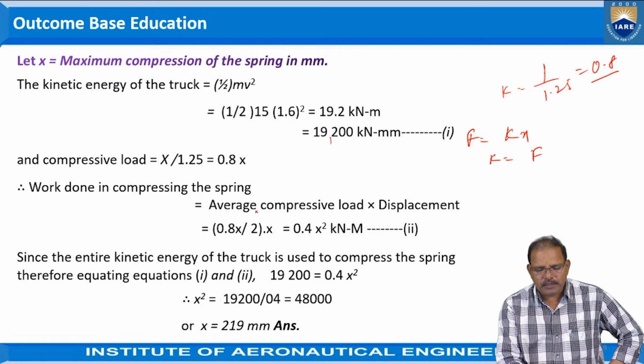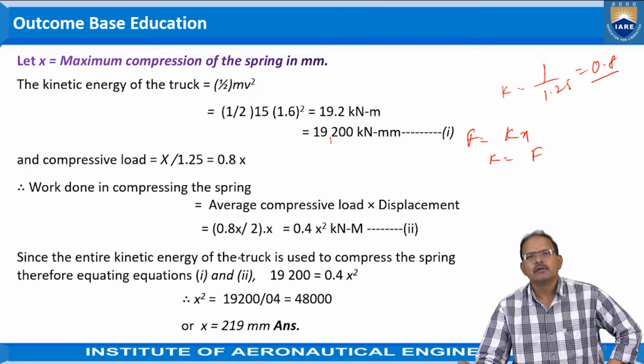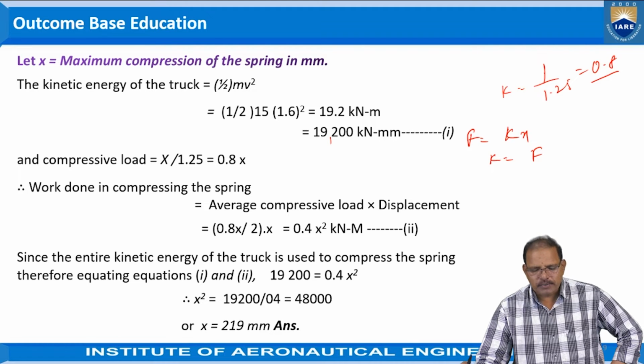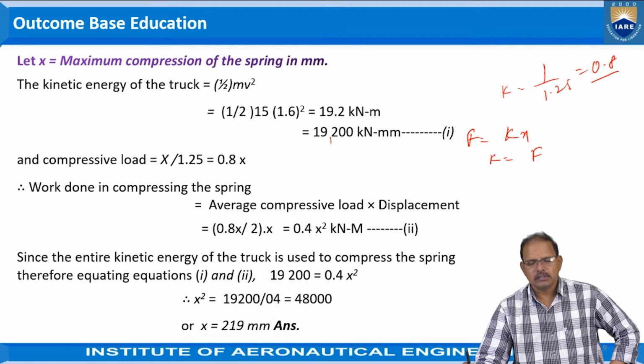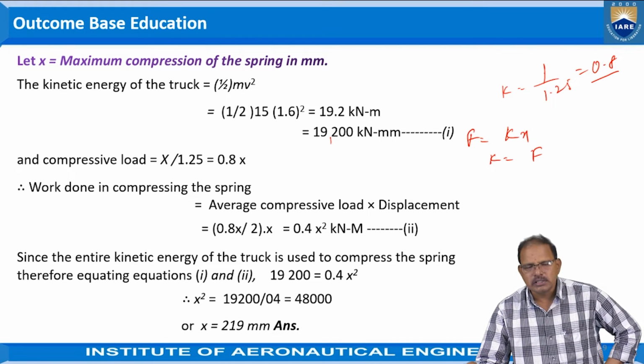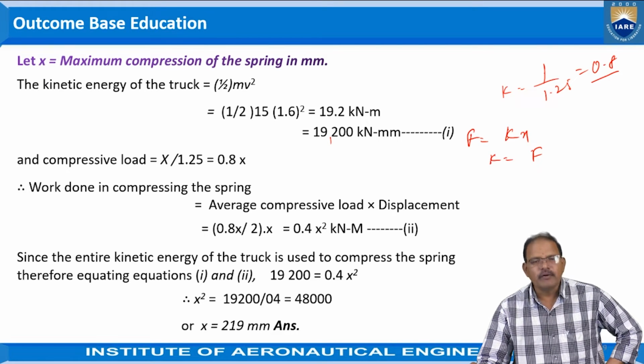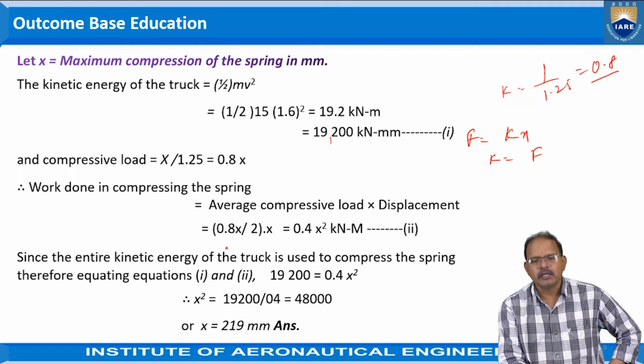The work done in the compression of the spring is equal to the average compressive load multiplied by the displacement. Since we are considering x as the deformation of the spring, taking place because of the application of the load, the average force is 0.8x by 2, into the distance traveled, which is equal to 0.4 x square kilonewton meter.